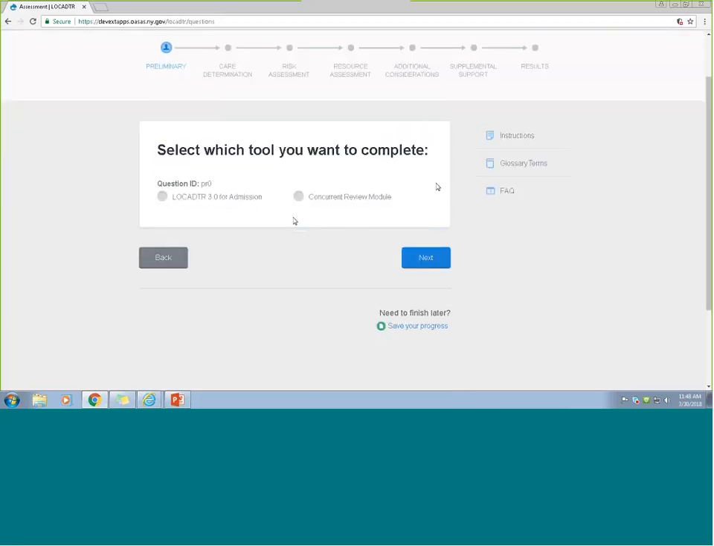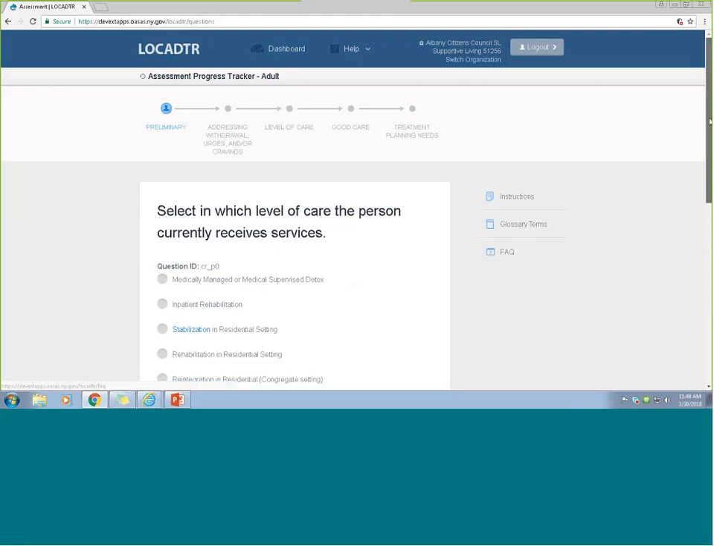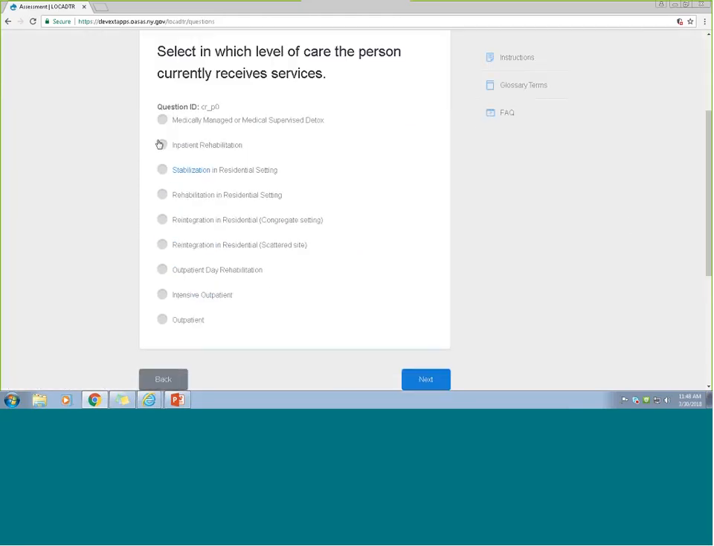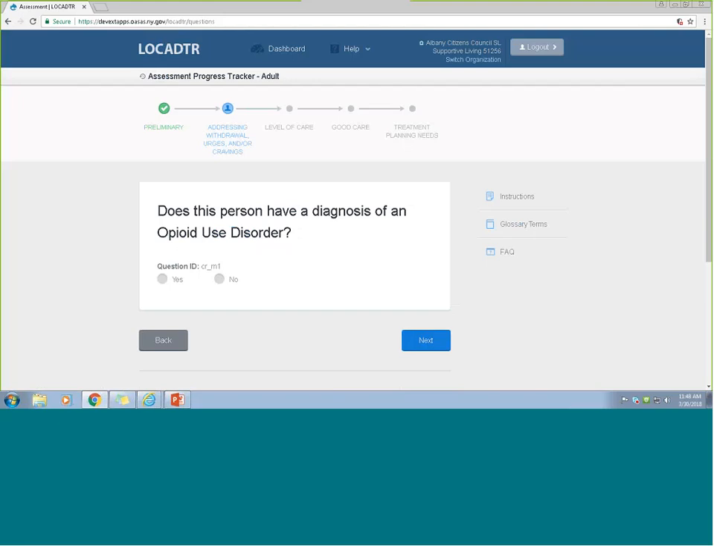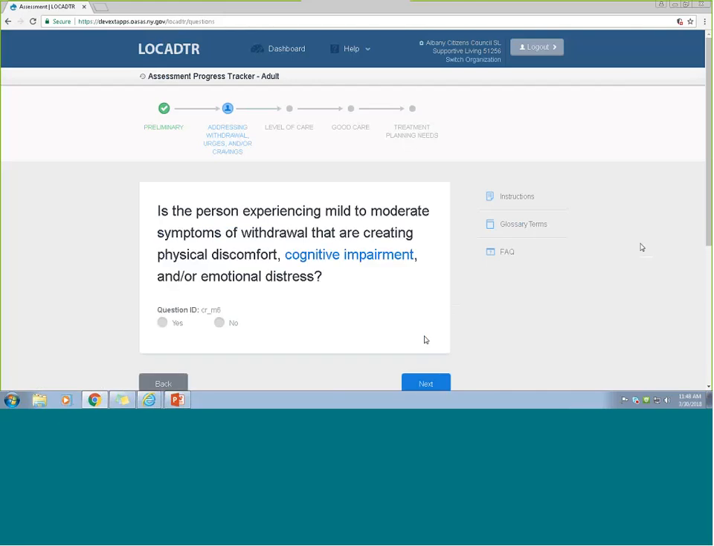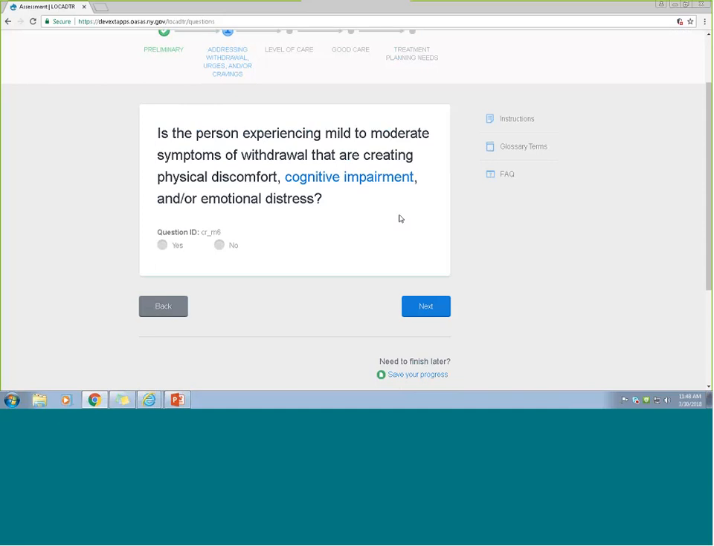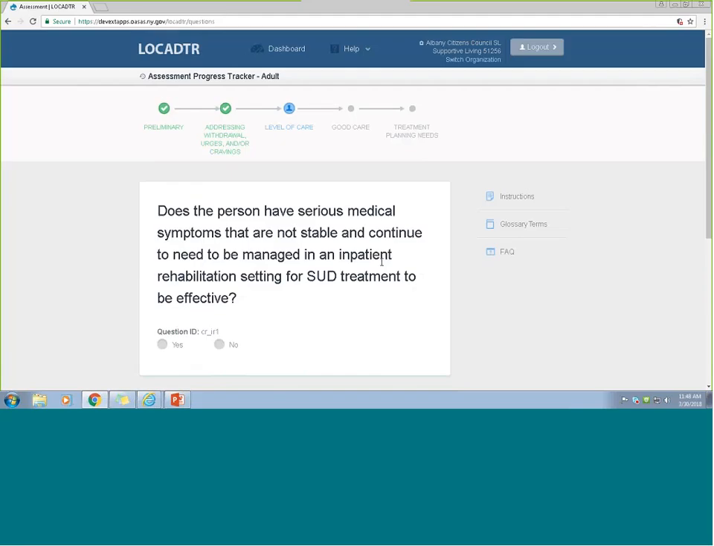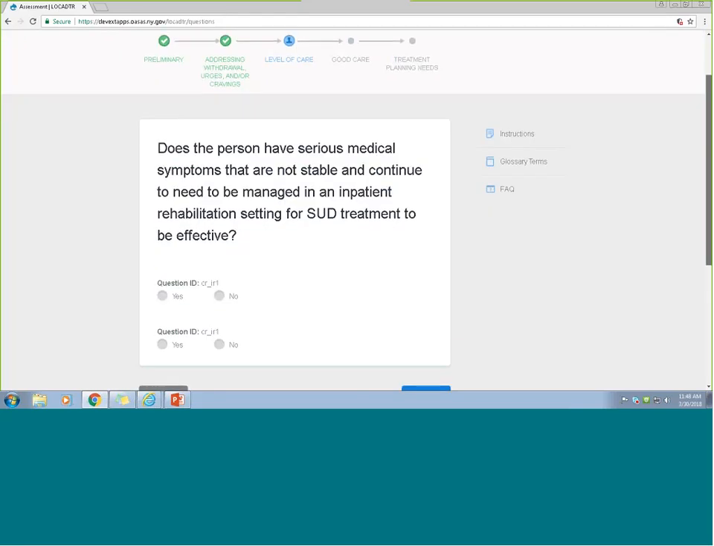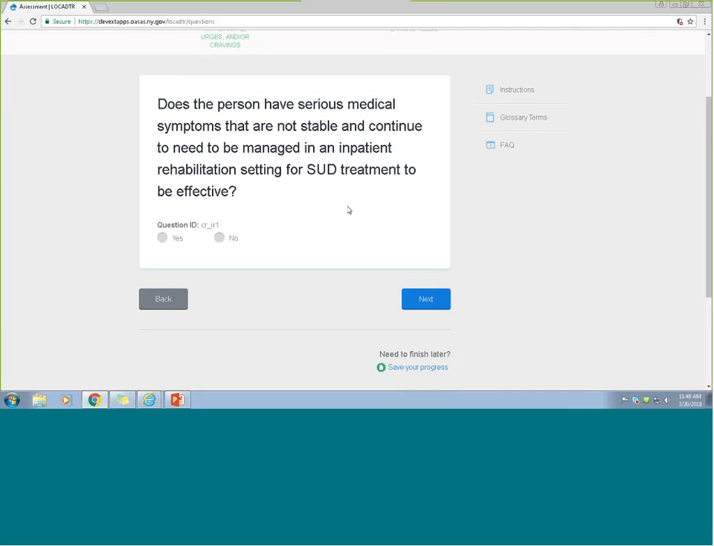So again, we're going to select the concurrent review module. We're going to indicate inpatient rehab as the level of care. We're going to say, no, the person doesn't need a higher level of care. We're going to say no to the opioid use disorder. And next, we're going to answer as to whether the person is experiencing mild to moderate symptoms of withdrawal. We're going to say no to that. We're going to say no to them experiencing urges and or cravings to use. And then we're going to respond to the questions with regard to this particular level of care.